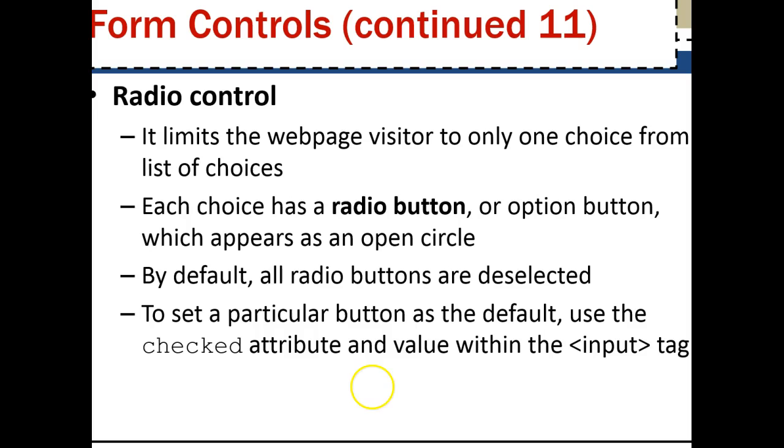Another control is the radio control. It can limit the web page visitor to only one choice from a list of choices. Each choice has a radio button, or option button, which can appear as an open circle. This is kind of the default. When the visitor selects one of the radio buttons, all the other buttons are automatically deselected, so they can only choose one. By default, all the radio buttons are deselected. So if you want to have a particular button checked by default, again, you use the checked attribute within the input tag.